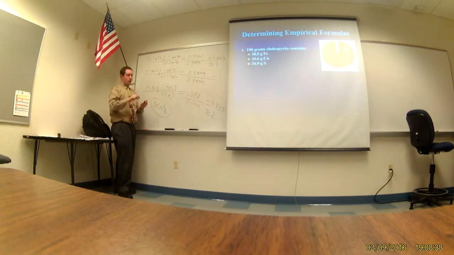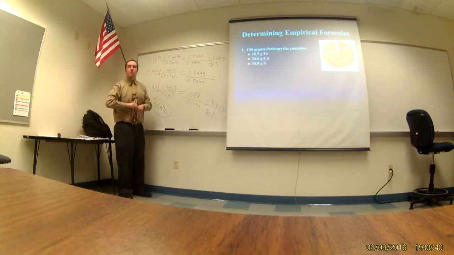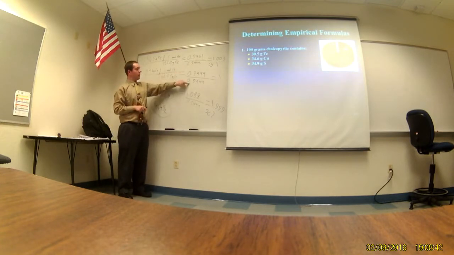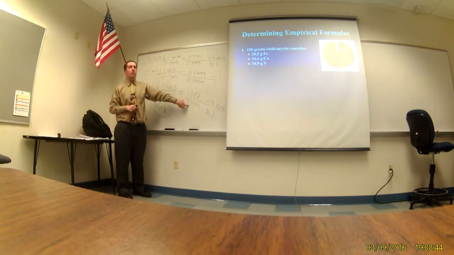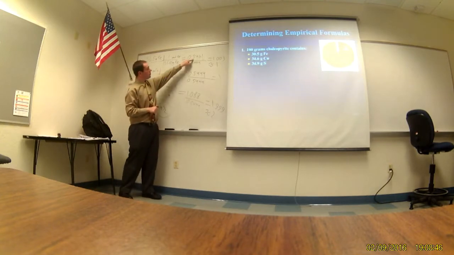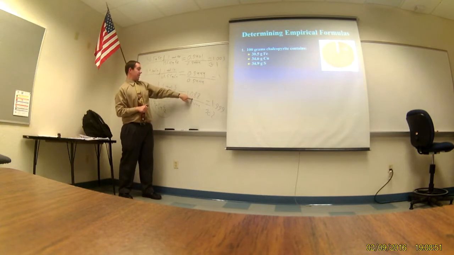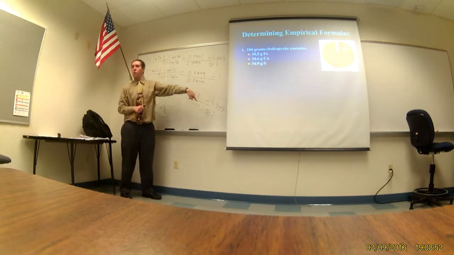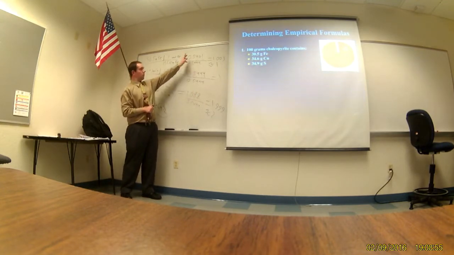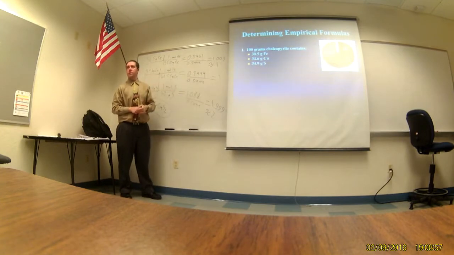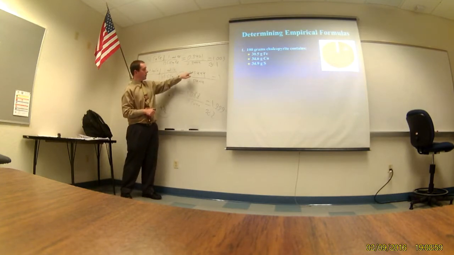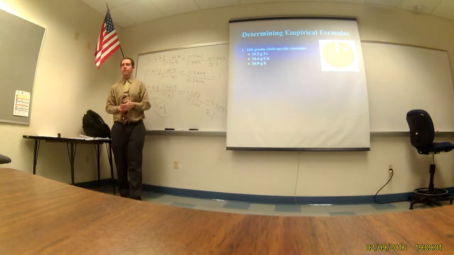Okay? The step that most people miss is dividing by the smallest one. A lot of people will find the number of moles and then say, well, this kind of looks like a 1, so let's make that one 1, and then do something funky with that. Make sure you divide by the smallest number first.